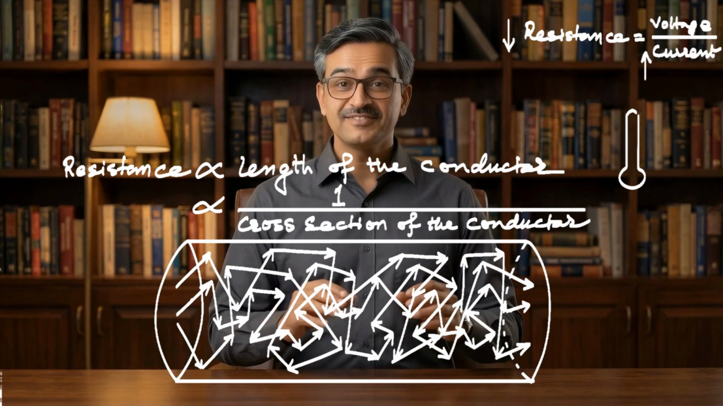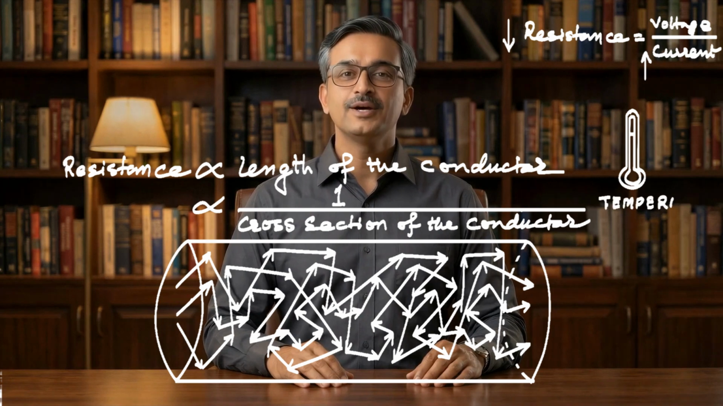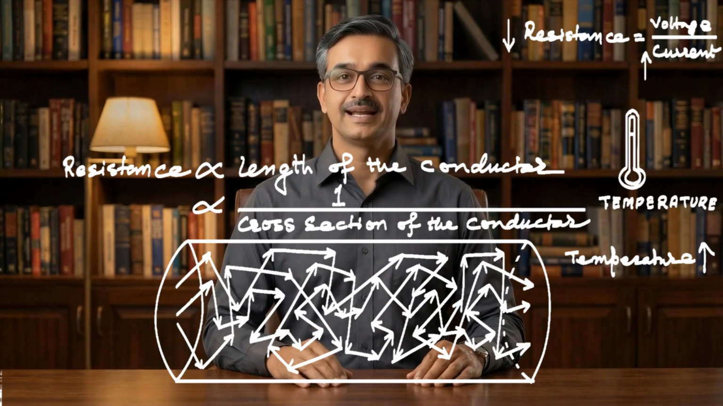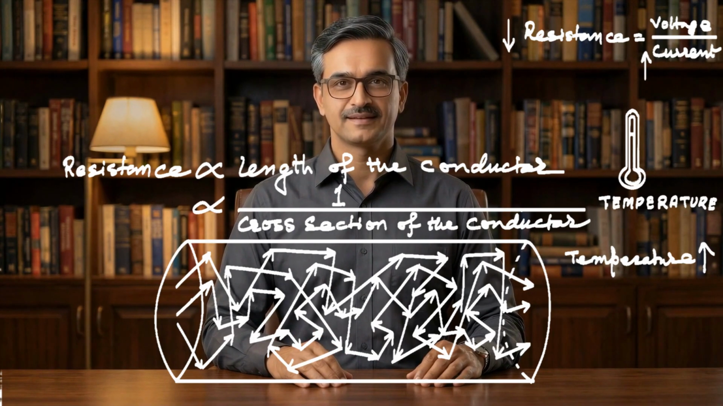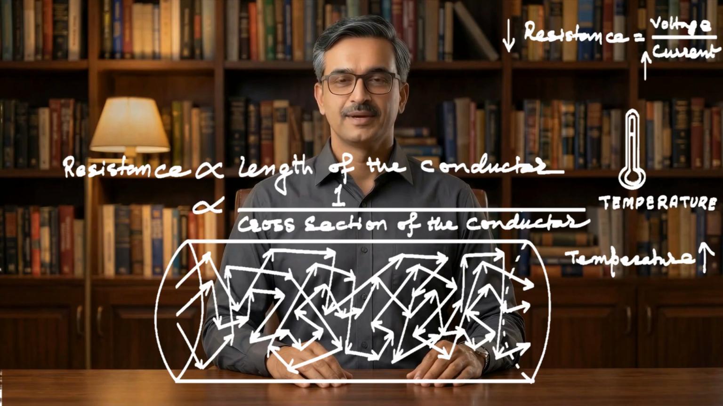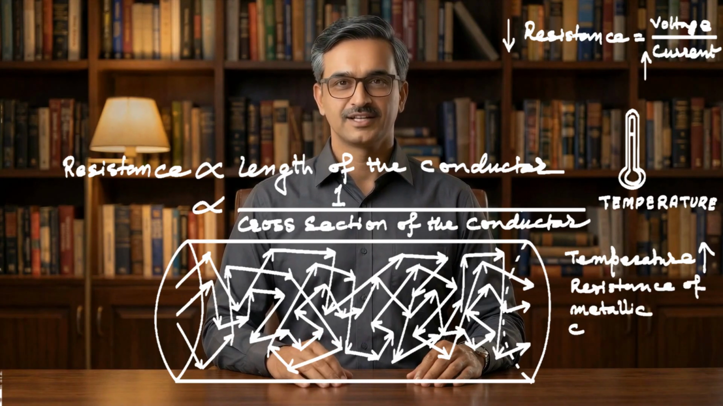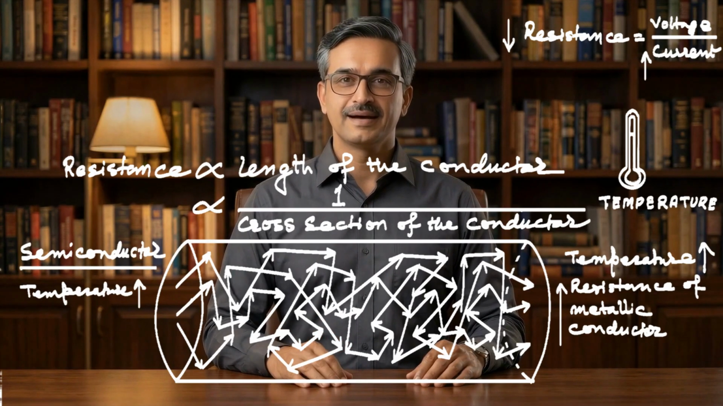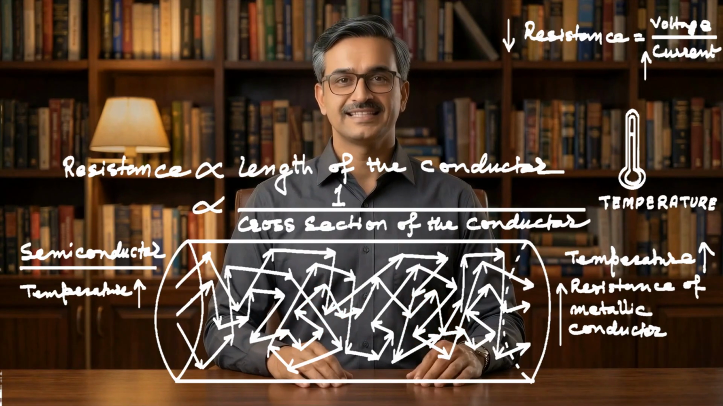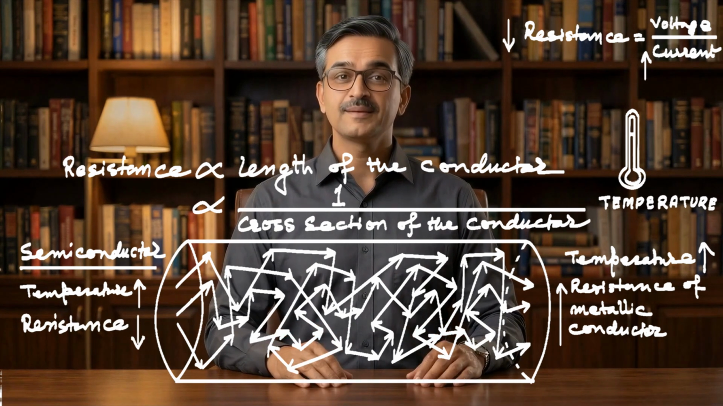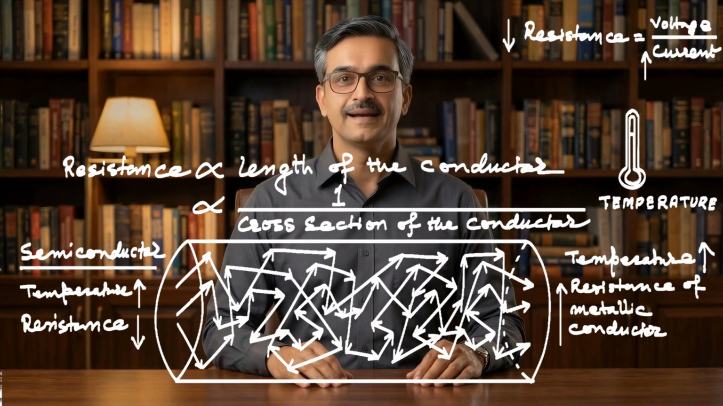There is another factor which affects the resistance of the conductor, and that is temperature. If the temperature is increased, then the atoms or ions inside the conductor start vibrating more. Due to this increased vibration, the free electrons moving towards the positive terminal face more obstruction. So, if the temperature increases, the resistance of a metallic conductor also increases. But in the case of semiconductors, if the temperature increases, the availability of free electrons increases. As a result, the overall resistance of the semiconductor material decreases. So sometimes, with increasing temperature, resistance increases, and sometimes, in different materials, it decreases.